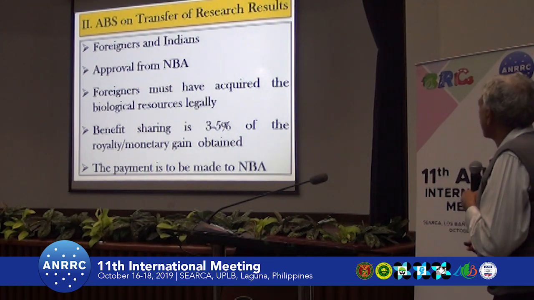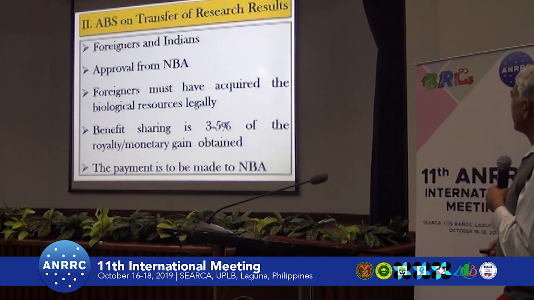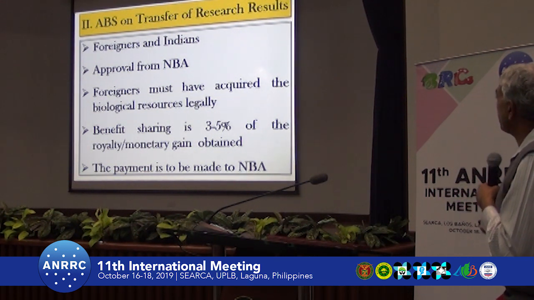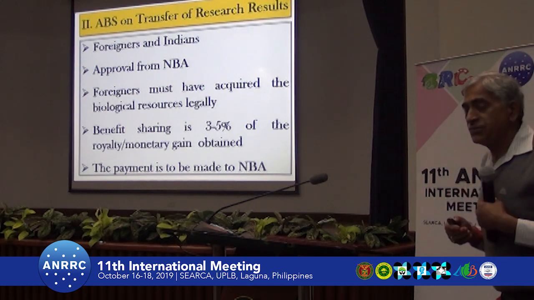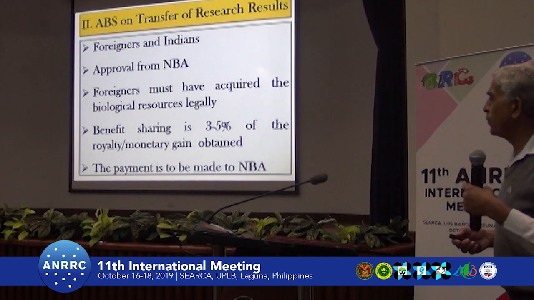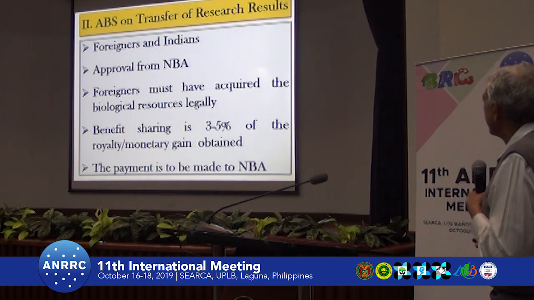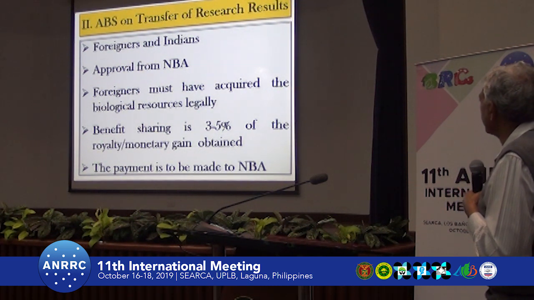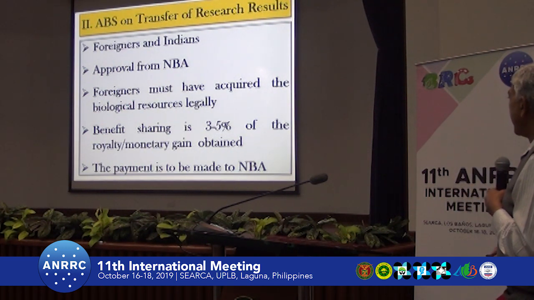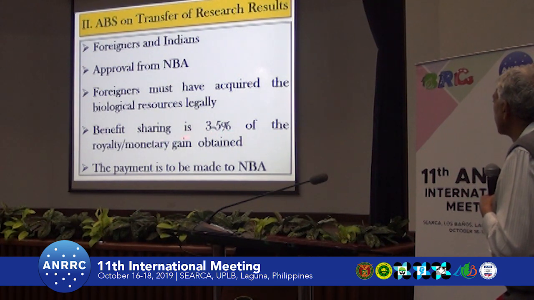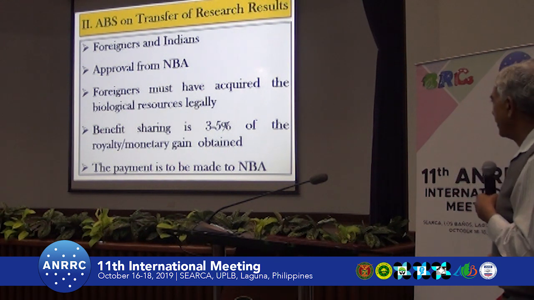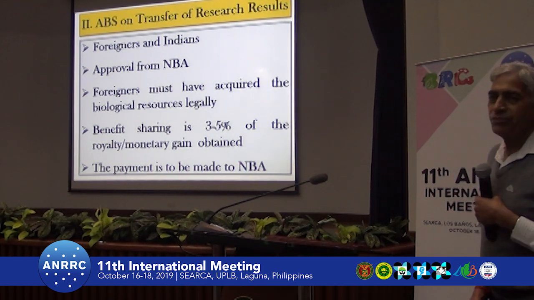Second, ABS on transfer of research results, which is applicable to both foreigners and Indians. Approval from NBA is needed. Even Indians, if they have to transfer the results to others, have to take permission from NBA. Foreigners must have acquired the bioresource legally, and benefit sharing is 3 to 5% of the royalty or monetary gain obtained. You have to pay 3 to 5%, and the payment is to be made to NBA.